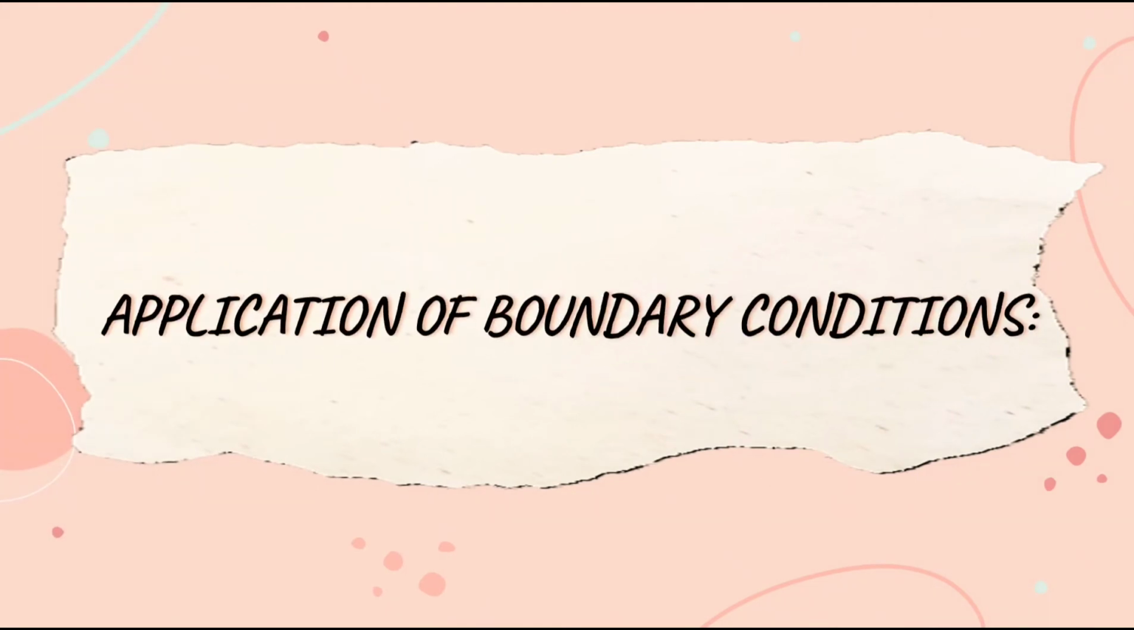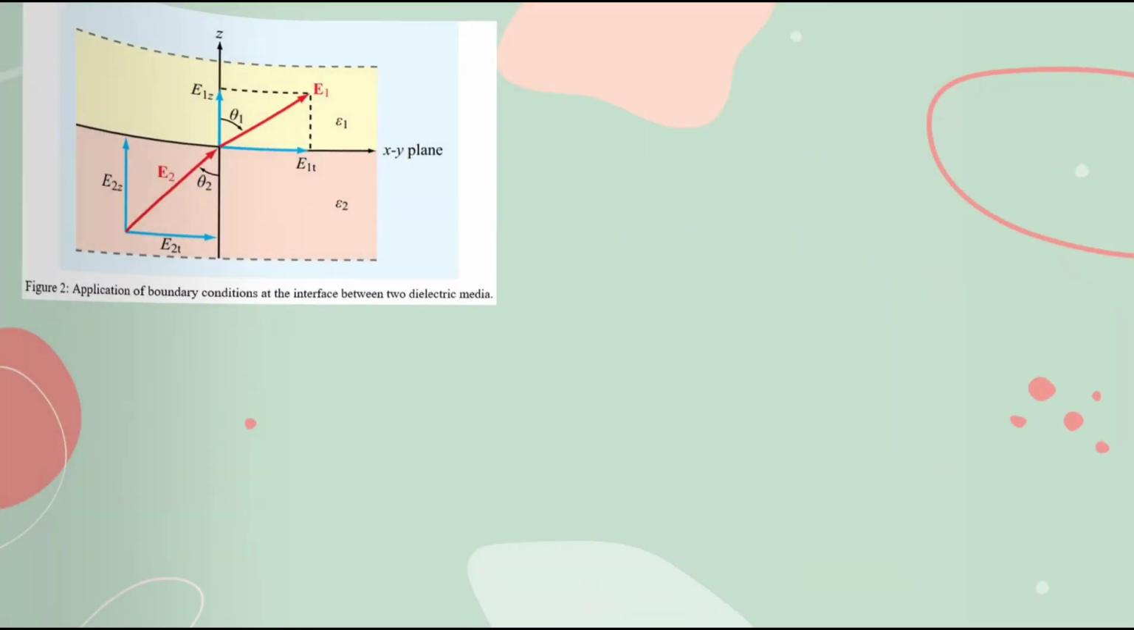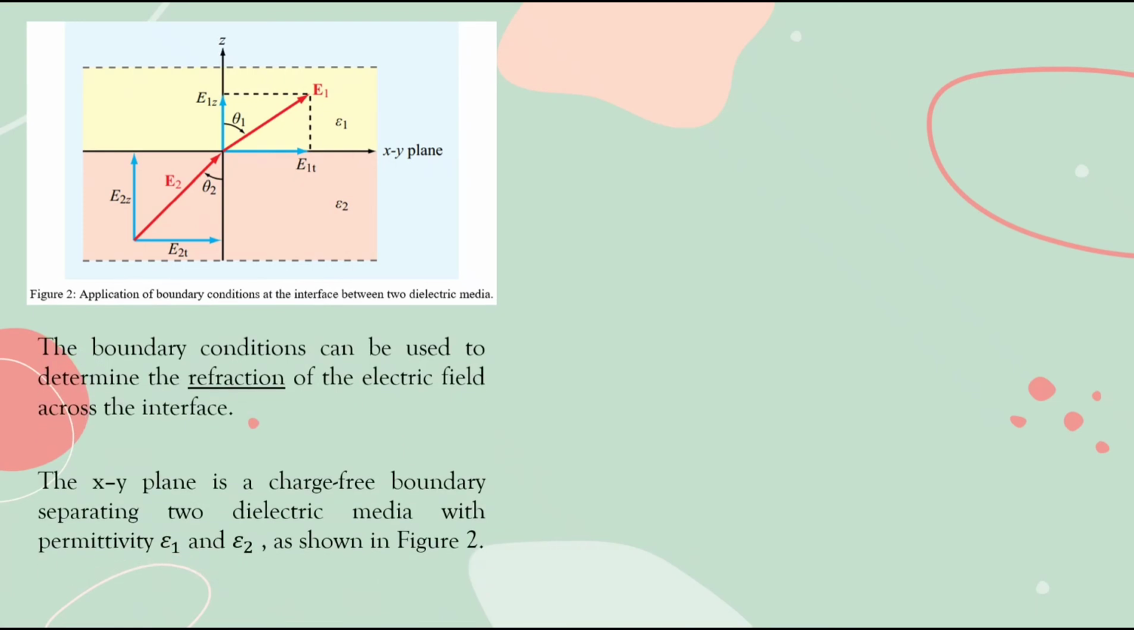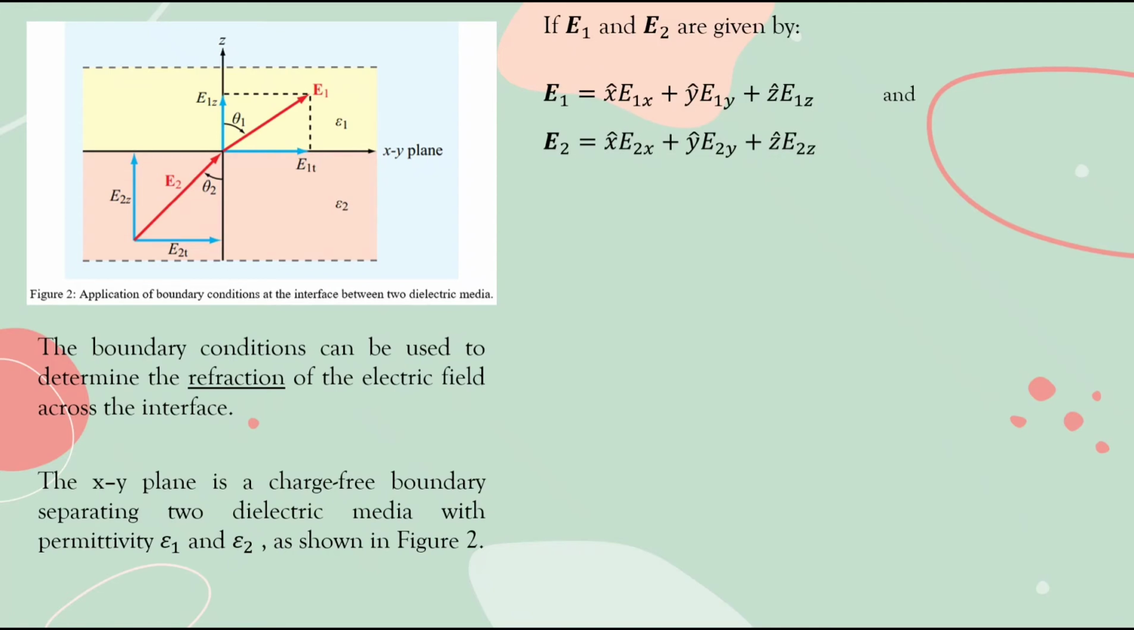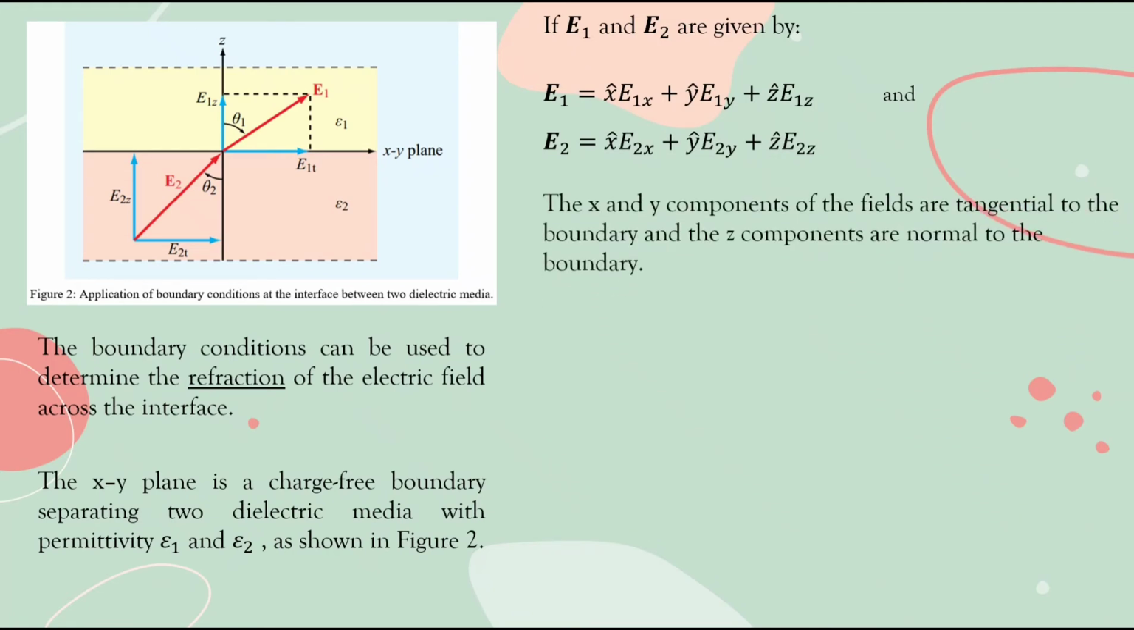Application of boundary conditions. The boundary conditions can be used to determine the reflection of the electric field across the interface. The XY plane is a charge-free boundary separating two dielectric media with permittivity epsilon 1 and epsilon 2, as shown in figure 2. If E1 and E2 are given by these two terms respectively, the X and Y components of the field are tangential to the boundary and the Z components are normal to the boundary.